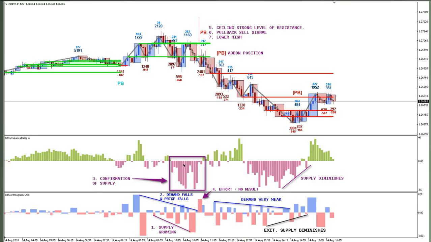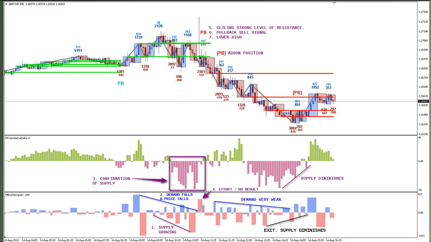Confirmation of supply, if the cumulative delta shows supply. But at this point we wouldn't want to get in here, and this is a very scary candle with a long wick. We saw supply, we see demand fall, we see confirmation of supply, but we don't take the trade just yet. We didn't get our pullback.